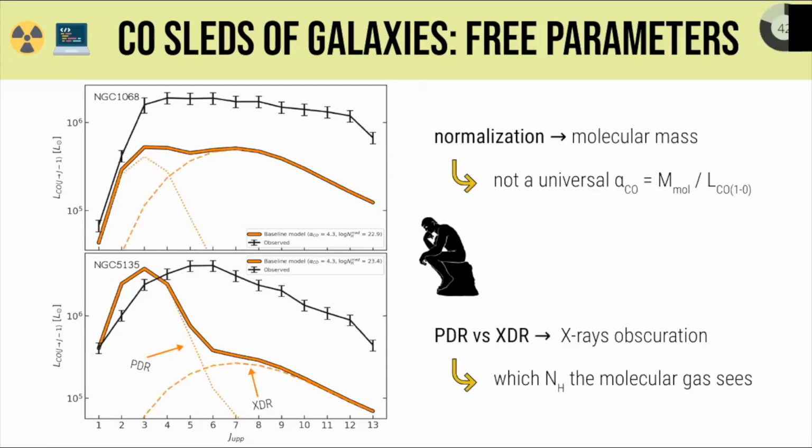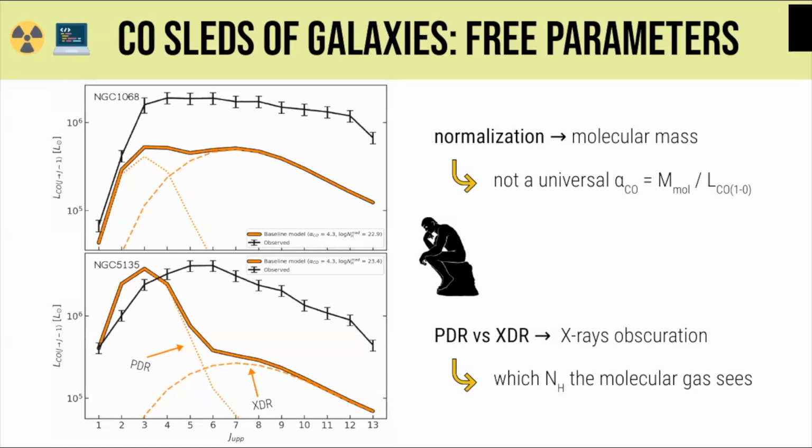But of course, they don't work perfectly. So here I also plot for these two galaxies the PDR and XDR components of these curves. In some cases, for example, in the first case, there is clearly a problem of normalization between the observed and our model CO-SLED. Since we fill the galaxy based on the molecular mass, which is based on the CO(1-0) emission, we adopt at the beginning a fixed alpha CO, a fixed CO-to-H2 conversion factor for every galaxy, but of course this cannot be a universal conversion factor.